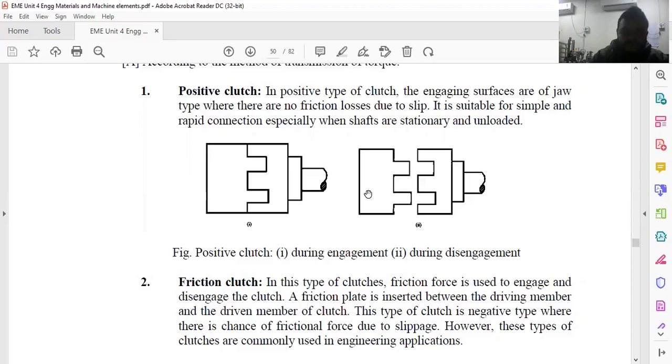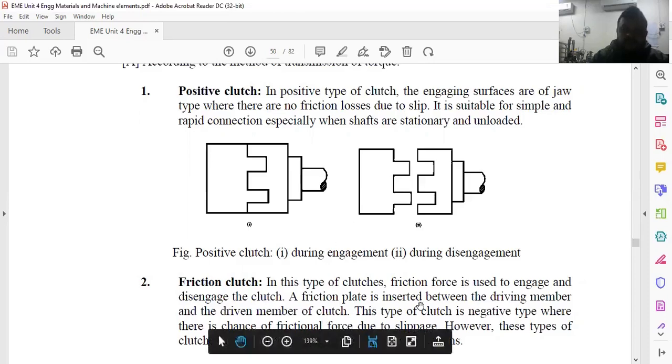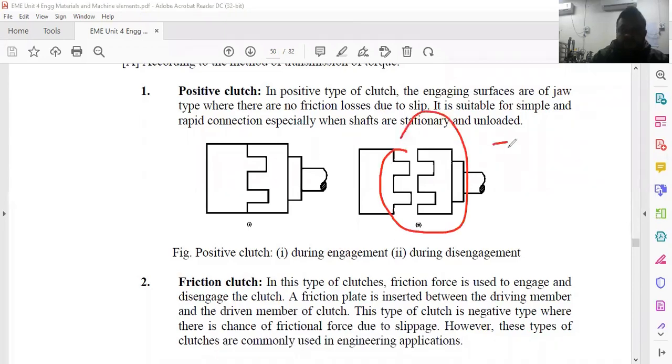In the friction clutch, frictional force is normally used. Here no direct engagement is there. This kind of engagement is not available in this case. They have surface to surface contact like this. So there is a chance of slipping, and as there is a chance of slipping, there is a loss of friction. So they are normally considered friction clutches.